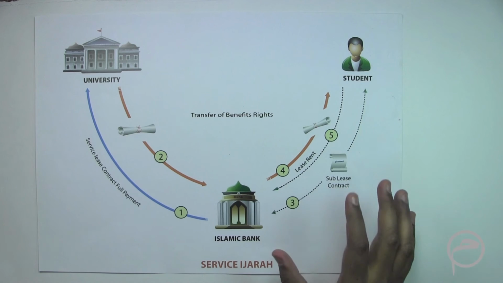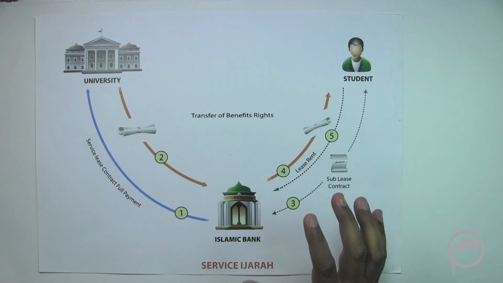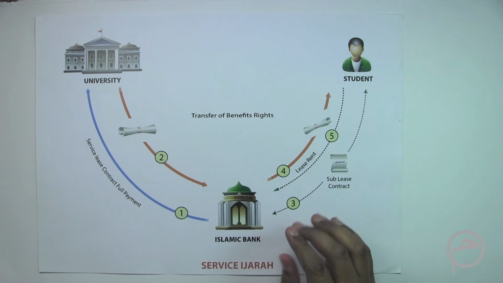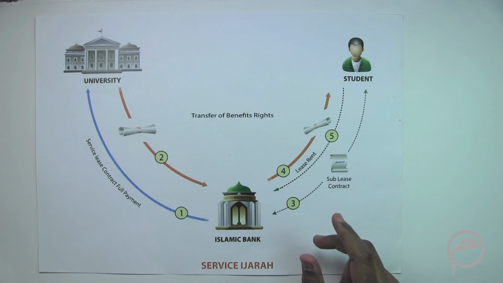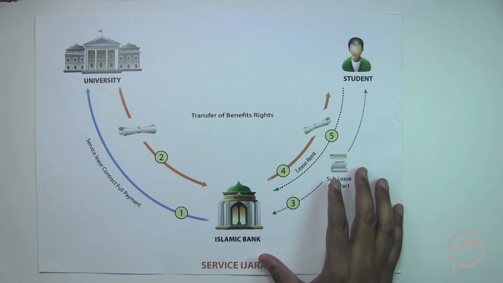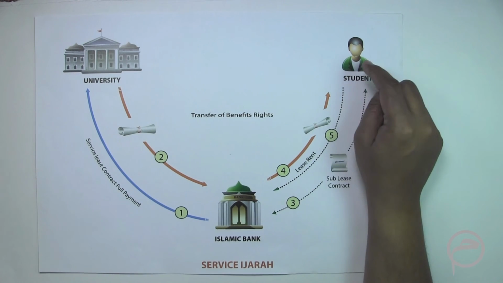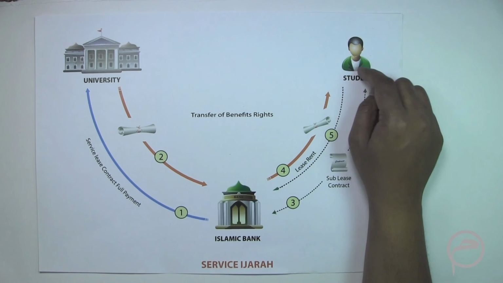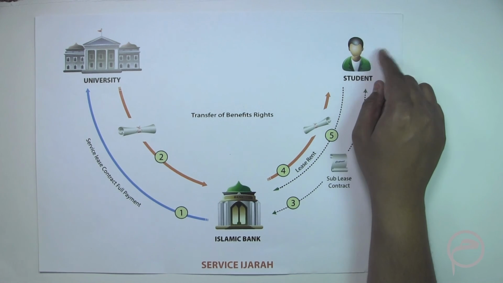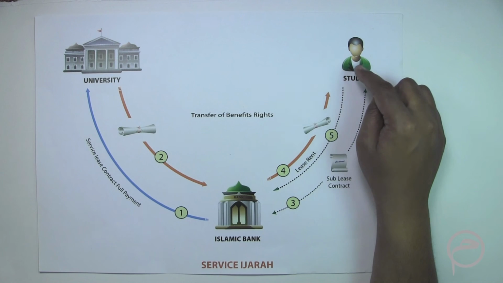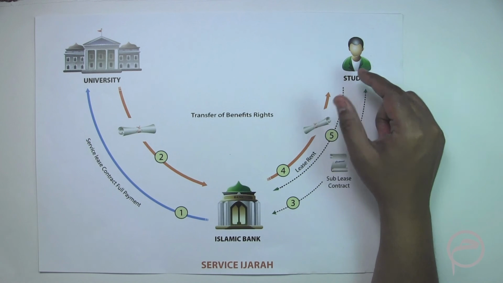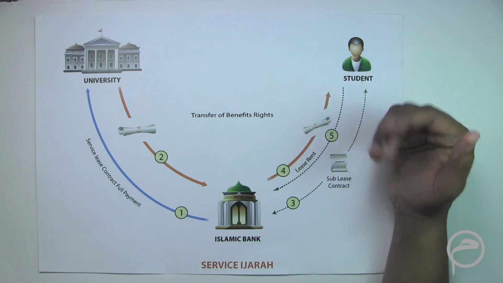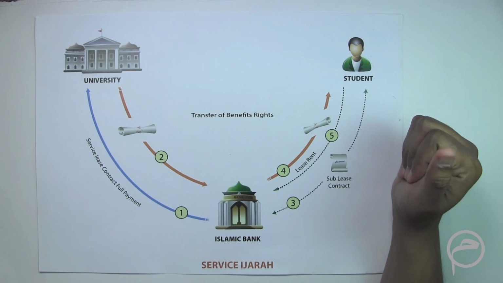Now let us discuss service ijara. Basically, this kind of contract or arrangement is used to provide financing for services like education, medical, and travel. So let us take the example of education. The student wants his education to be financed. So now if this student, for example, wishes to enroll in an engineering program, and the course is for 4 years, and the cost of that course is, for example, $100, just for ease of understanding.